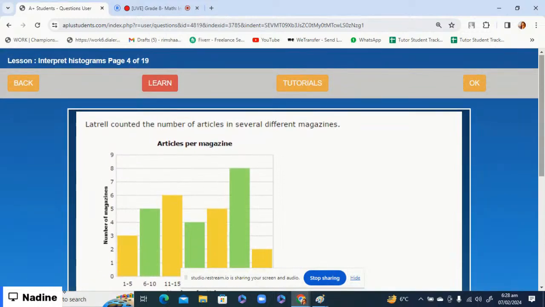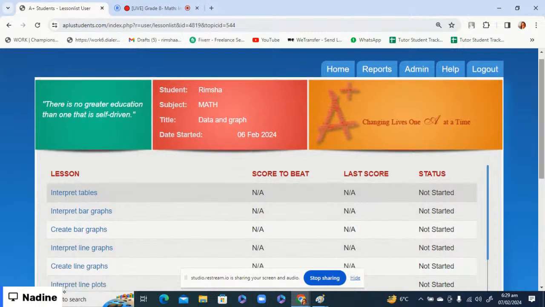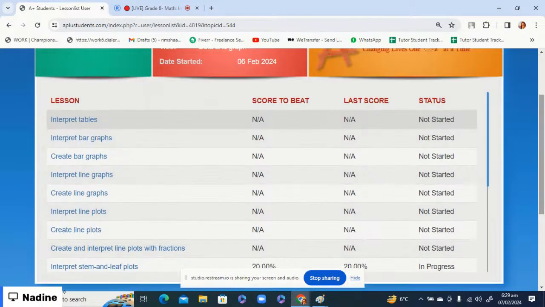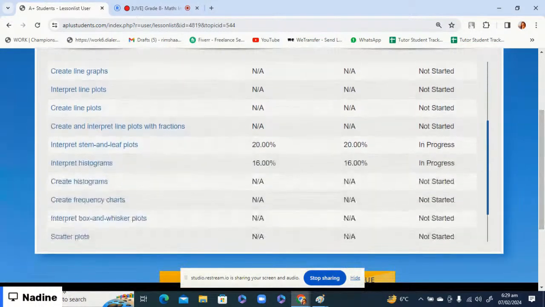Then hope you guys understand this lesson. Now solve all the rest of the questions by yourself regarding this lesson. Now let's do the next lesson.